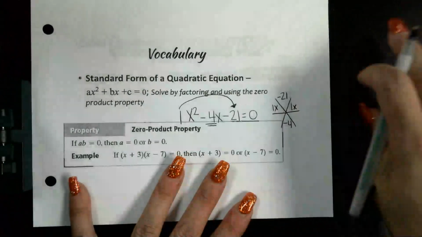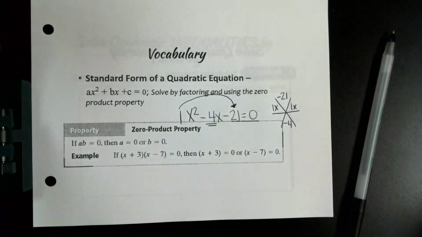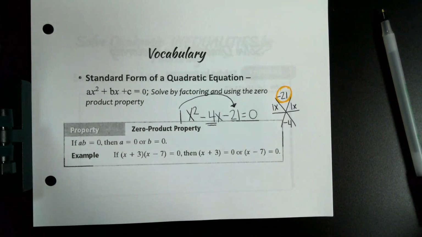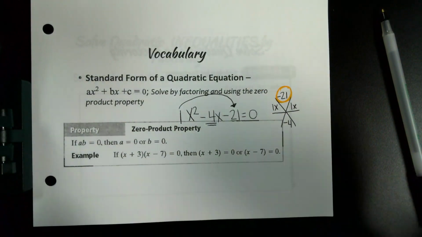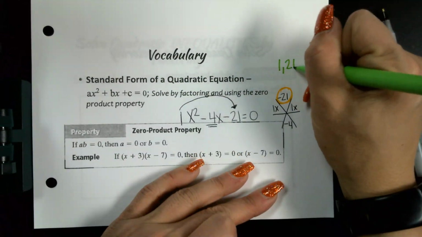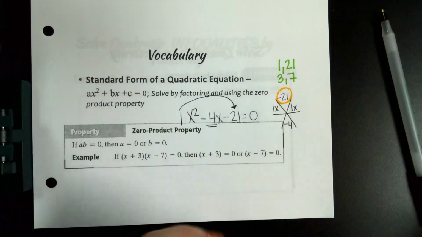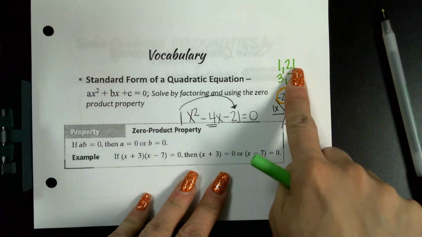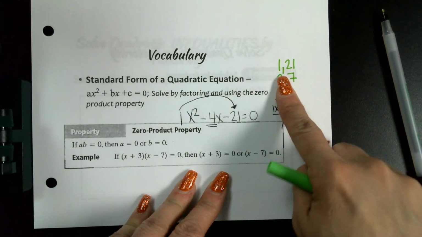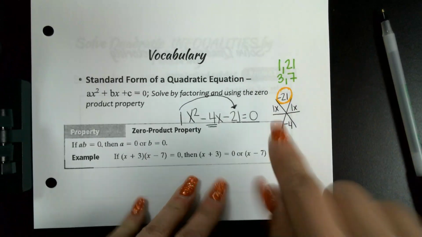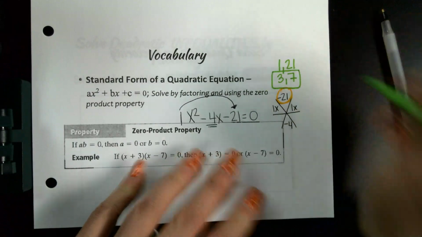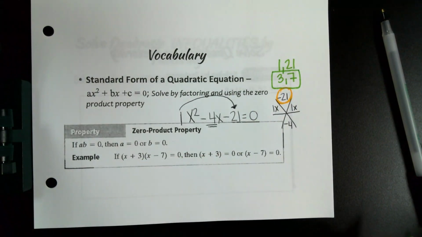Then what you would do is look at your factor sheet, and you always look at the top number on your factor sheet. So you're not looking at 4, you're looking at the row of 21. When you look at the row of 21, you only have two options. You've got 1 and 21 or 3 and 7, right? What's the only pair that somehow makes 4? The 3 and 7. So we know our two factors are 3 and 7.